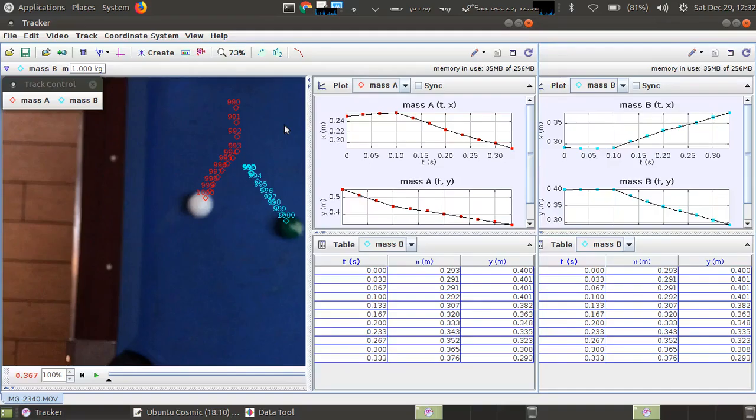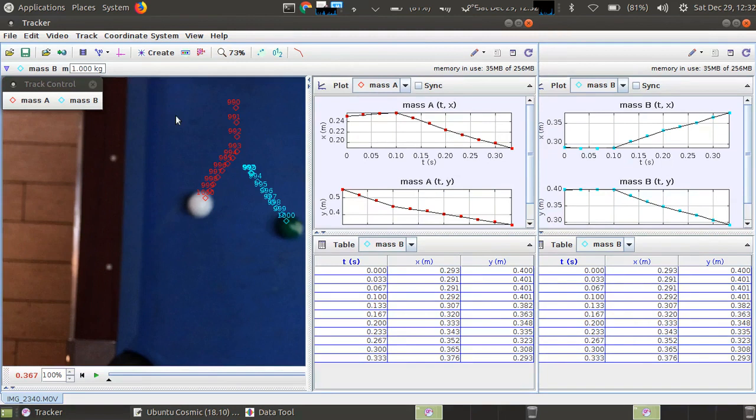So I've altered this screenshot so that both the cue ball, which is mass A in red, and the green ball, which is mass B in blue-green, both their information is showing on the screen at once. And what we can see is that the green ball, up to the time of collision, had no momentum in either the x or y direction. The cue ball had a little bit of x momentum. It was moving pretty slowly left-right. It had quite a bit of up-down momentum, y momentum.